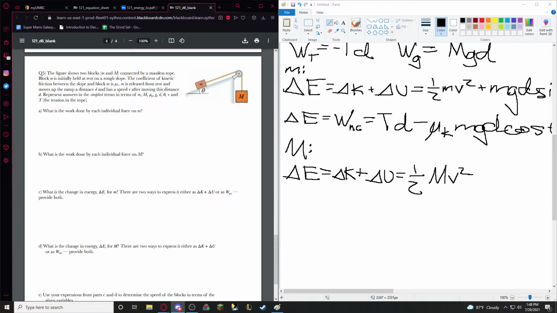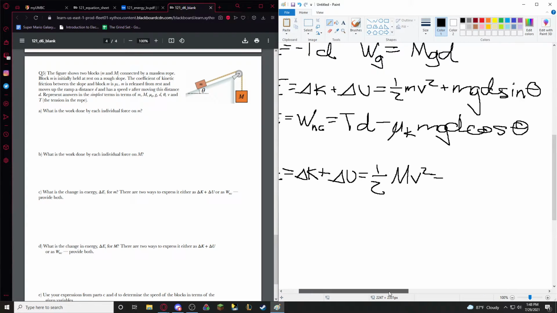But so what's the total change in potential energy for big M? Oh, for big M, its change would be negative MGD. Yeah, exactly. It's just MGH, and we know it's going to be negative because it's going down. H is just D. Sorry, big M, G, D.